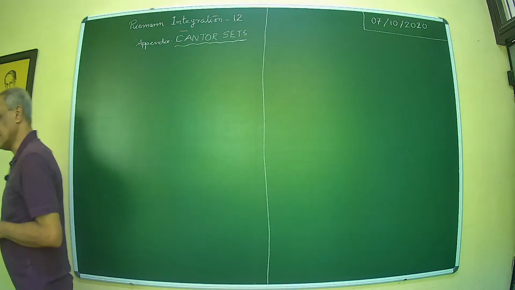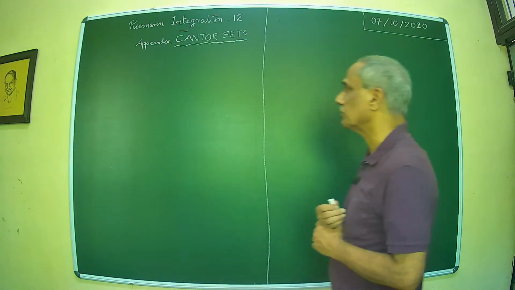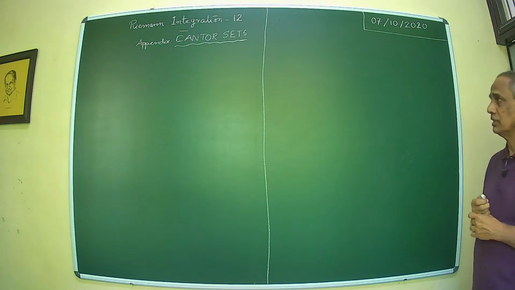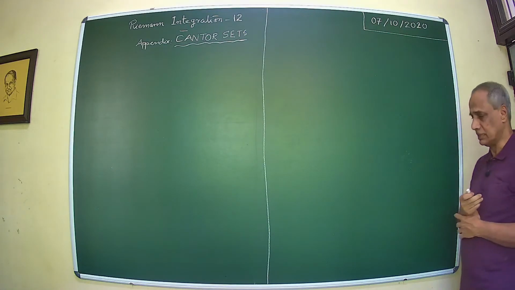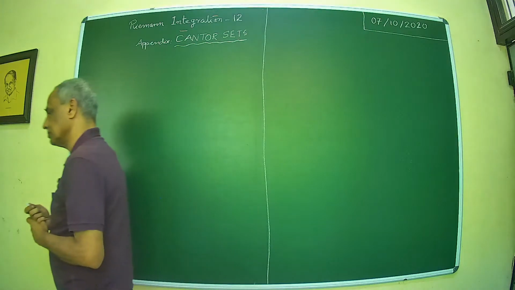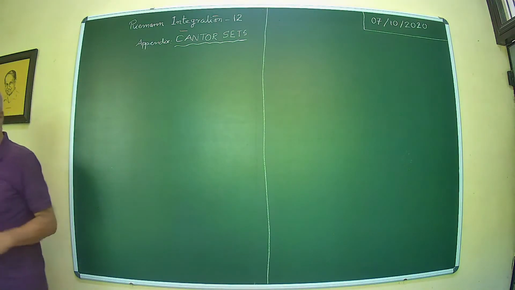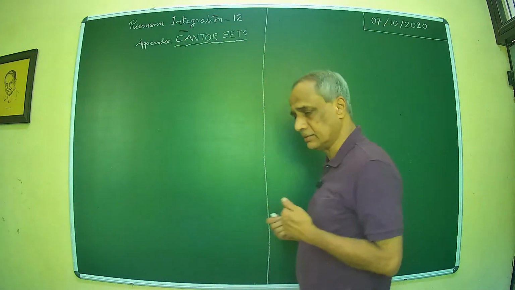So I have put it as an appendix. It's not directly connected to the theme, but certainly required at some stage or other to discuss certain aspects of Riemann integration. So let us start with it. Okay, what is a Cantor set?